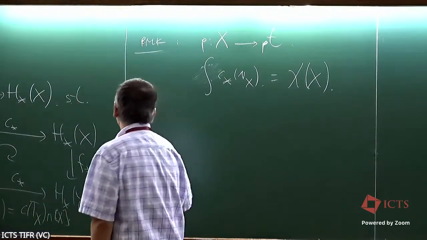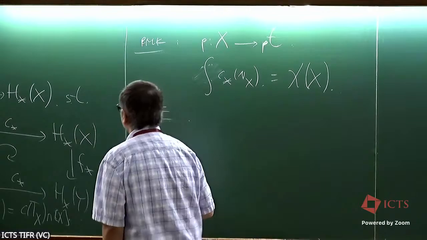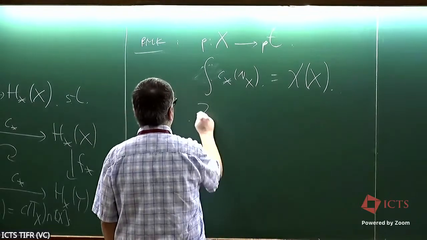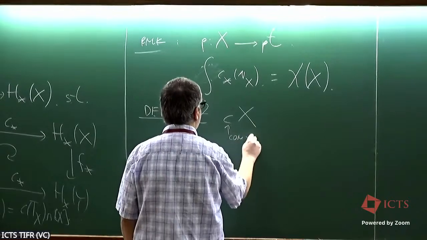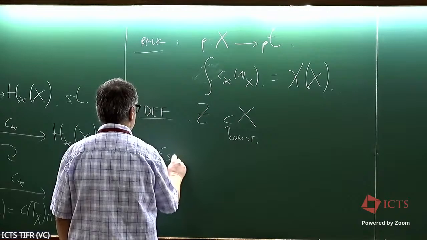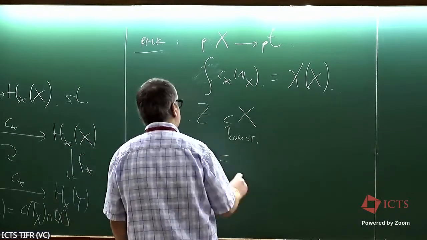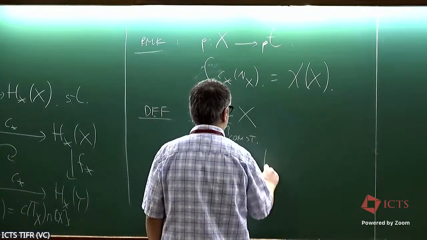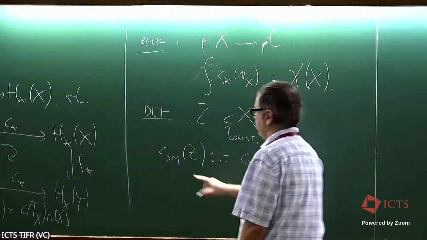So this class, let me make a definition. In general, if you have Z inside X, constructible, then the CSM class, the Chern-Schwarz-McPherson class of Z, is by definition the image of this McPherson transformation of the indicator function of Z. So this is called the Chern-Schwarz-McPherson class.